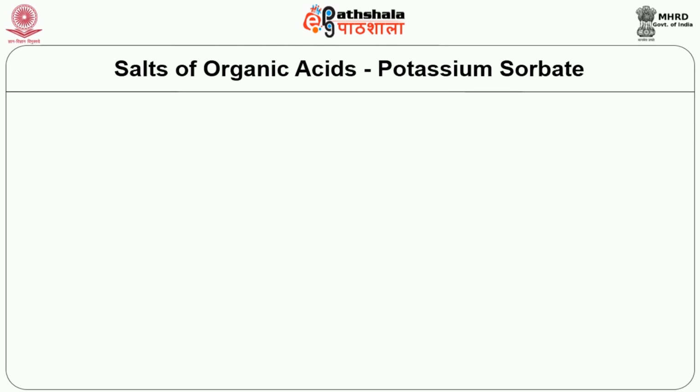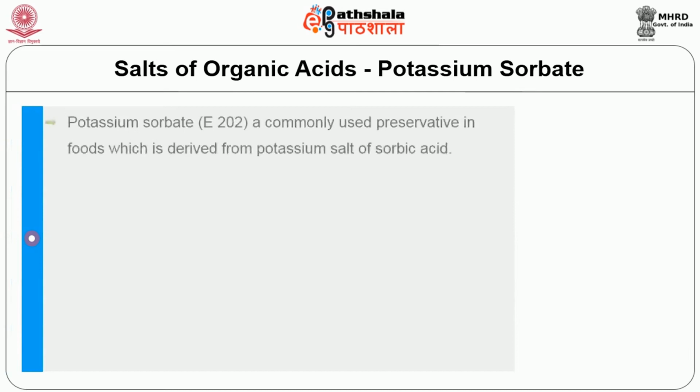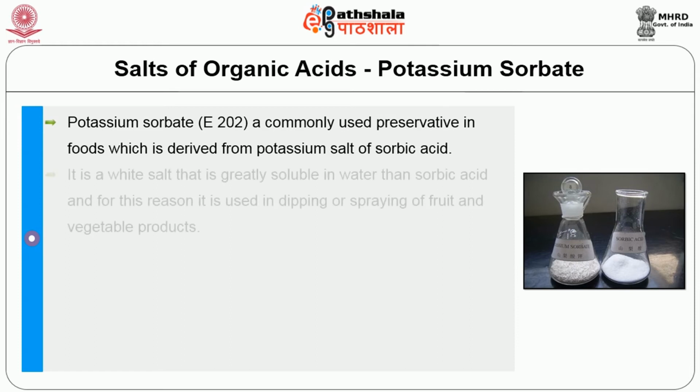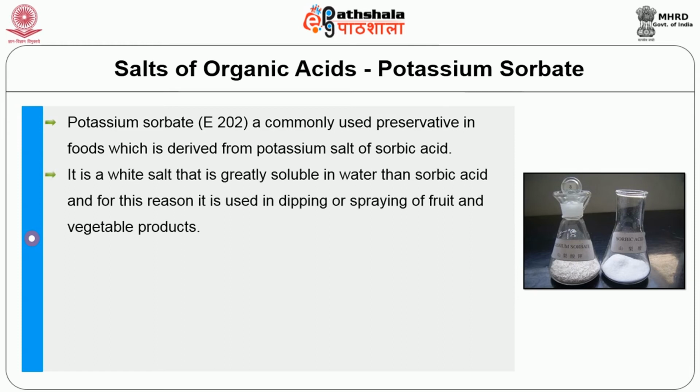Next is salts of organic acid. Under that, first is potassium sorbate. It is a commonly used preservative in foods, derived from the potassium salt of sorbic acid. It is a white salt that is much more soluble in water than sorbic acid, and for this reason it is used in dipping or spraying of fruits and vegetable products.